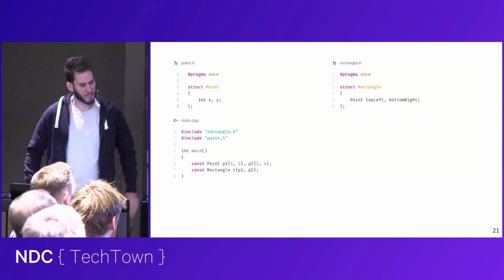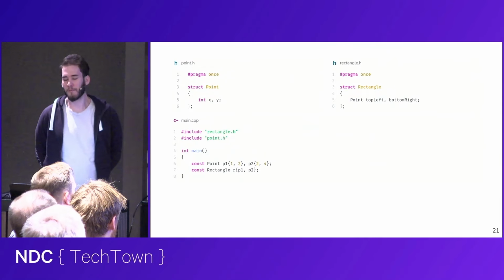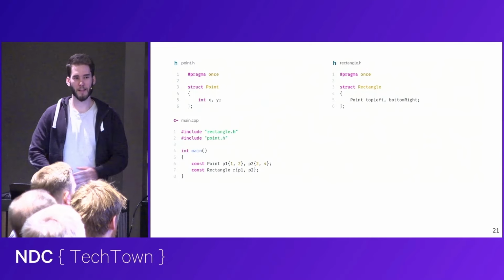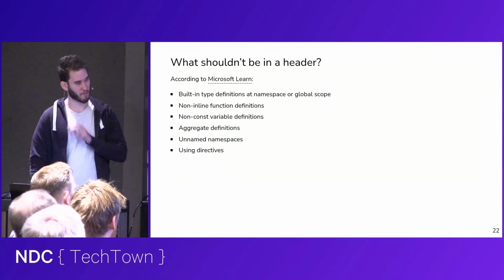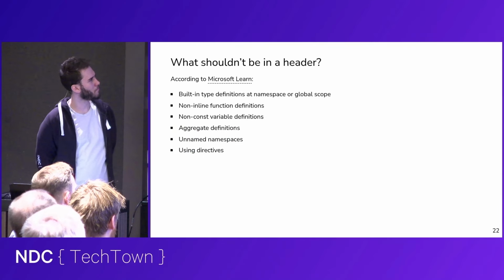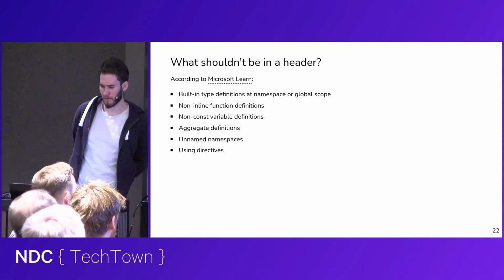Aside from this, I was just trying to understand, okay, what shouldn't be in a header then? If these headers are this major source of complexity, what should you avoid putting in these headers? Well, Microsoft Learn to the rescue. It has some bullet points about things that shouldn't really be in a header. So let's try to break them down a little bit.